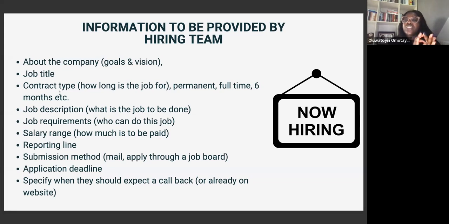You also need to specify the job description. What exactly will this candidate be doing when they come into the company? You need to be very clear. They will be doing this, and that. You need to be very clear. You also have job requirements.